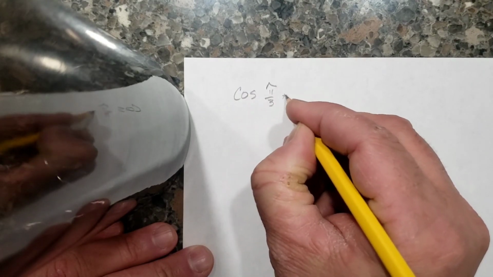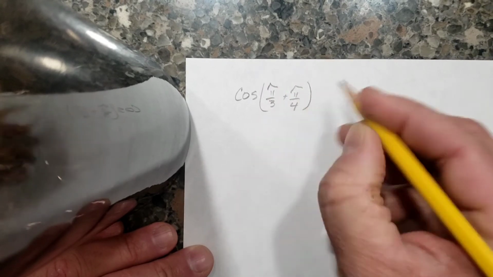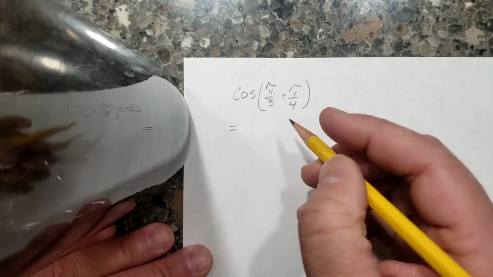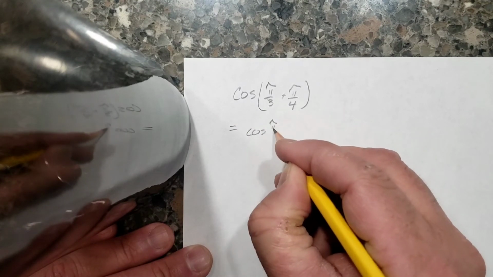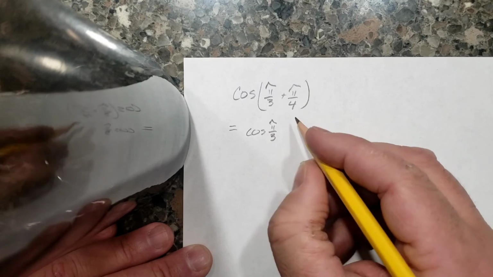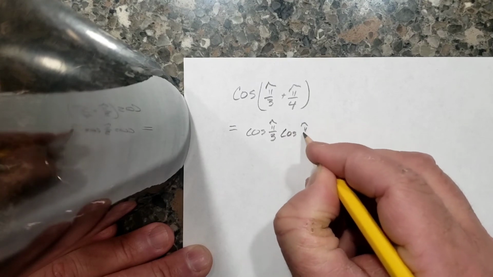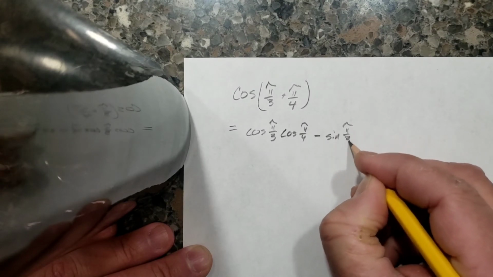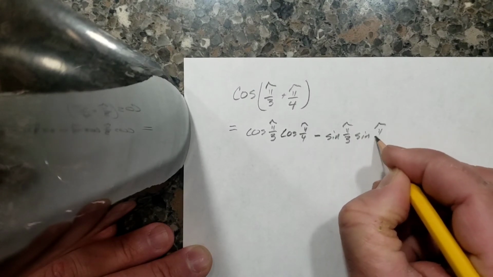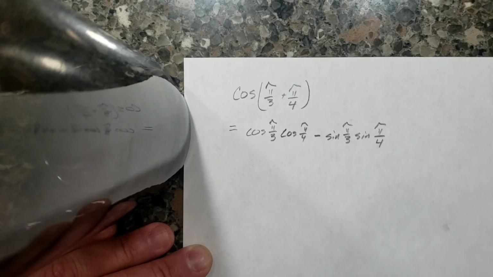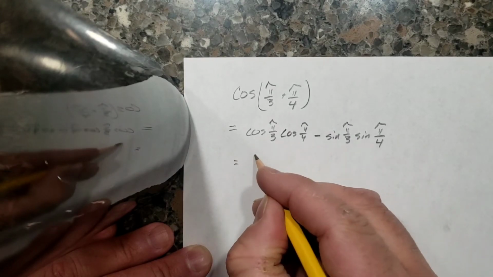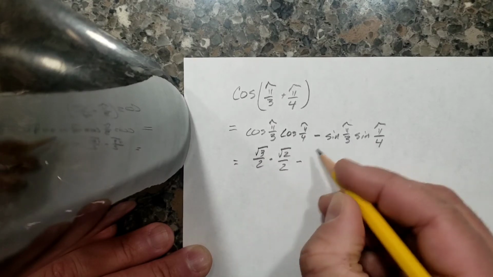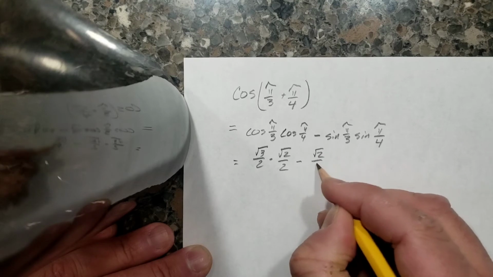I'm going to move on now to cosine. Pi over 3 plus pi over 4. And using our formulas, we will get cosine of pi over 3 times cosine of pi over 4 minus sine of pi over 3 times the sine of pi over 4. All right, plug those values in. Radical 3 over 2 times radical 2 over 2 minus radical 2 over 2.